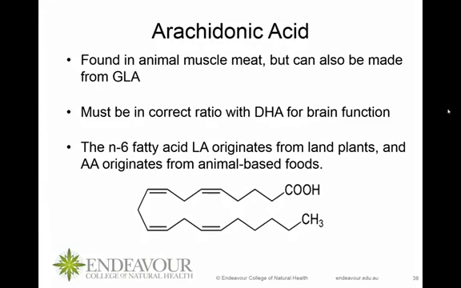Arachidonic acid is a polyunsaturated fatty acid, and again it's found in animal muscle meats, but it can also be made from DGLA. And again, as I said previously, there's really no prevalent deficiency with arachidonic acid. It's also widely spread in animal foods, so we don't really see a deficiency of arachidonic acid.